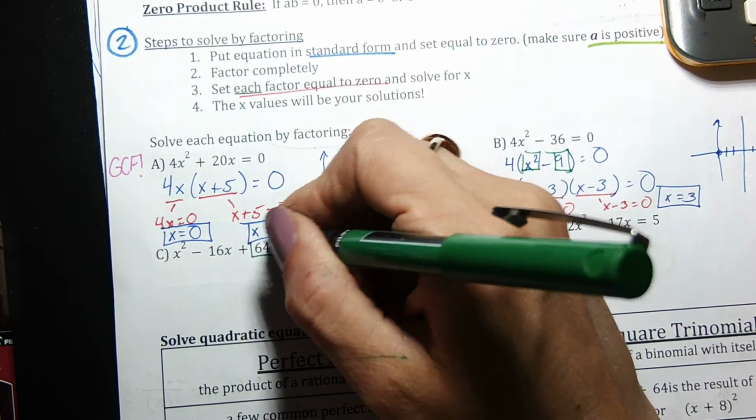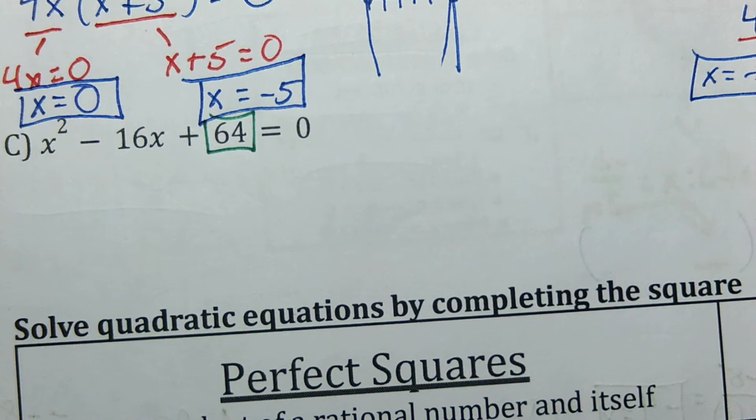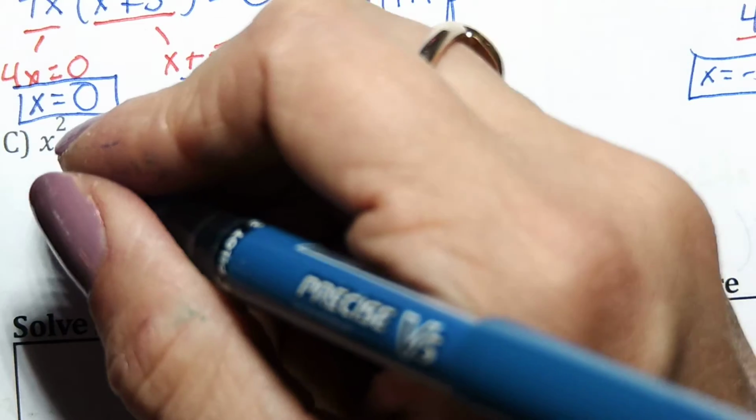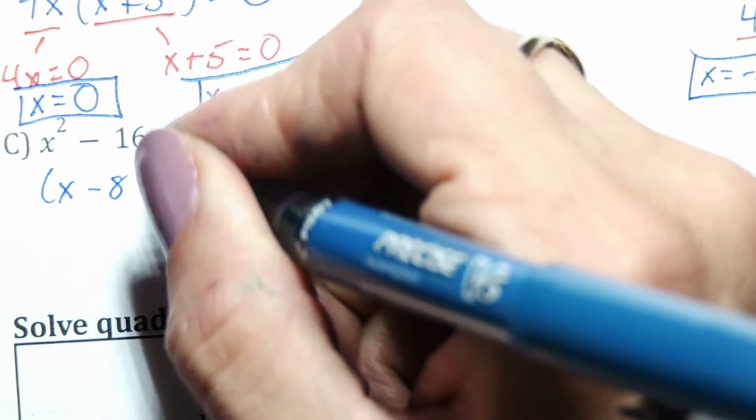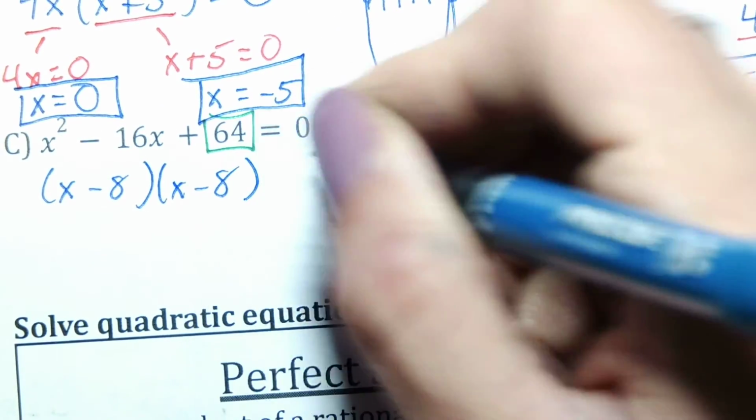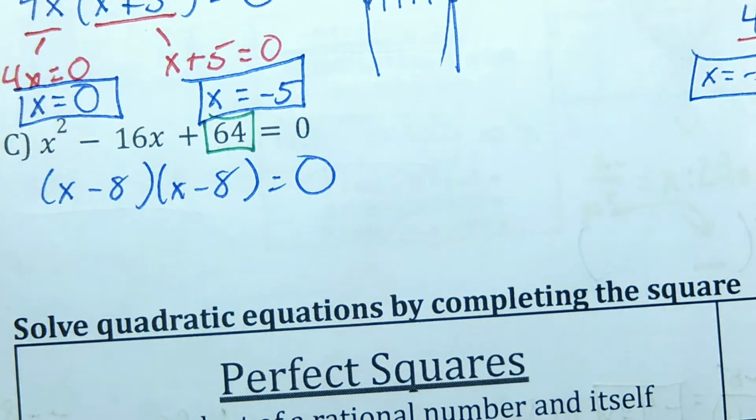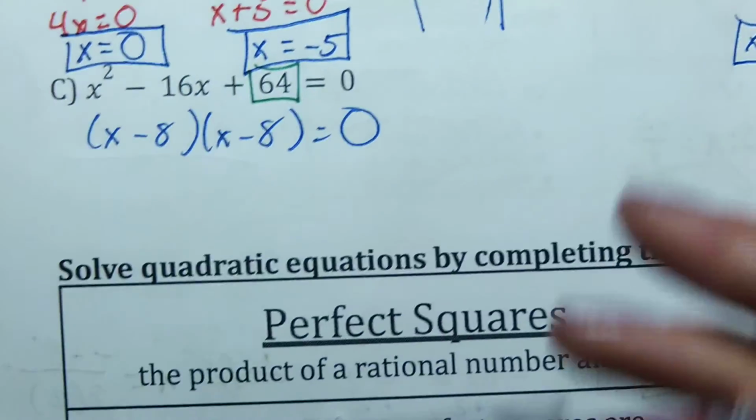Product of 64, sum of negative 16. What are we thinking? 8 and 8, both negative. So our factors would be x minus 8, x minus 8. Interesting, because I have the same two factors.